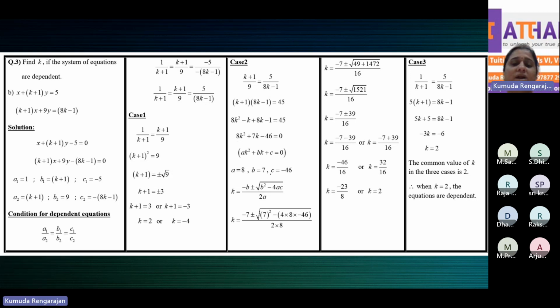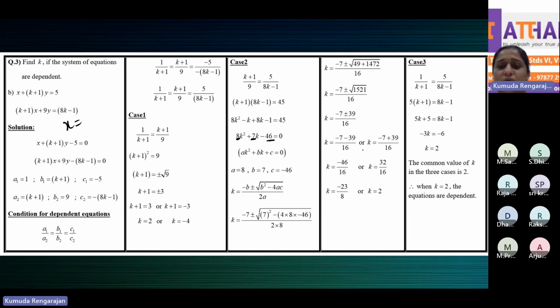And the quadratic formula is like this. If x is the variable, then x is equal to; if k is the variable, then k is equal to minus b plus or minus root of b squared minus 4ac by 2a. And these are the values of a, b, and c. a is 8, b is 7, and c is minus 46.